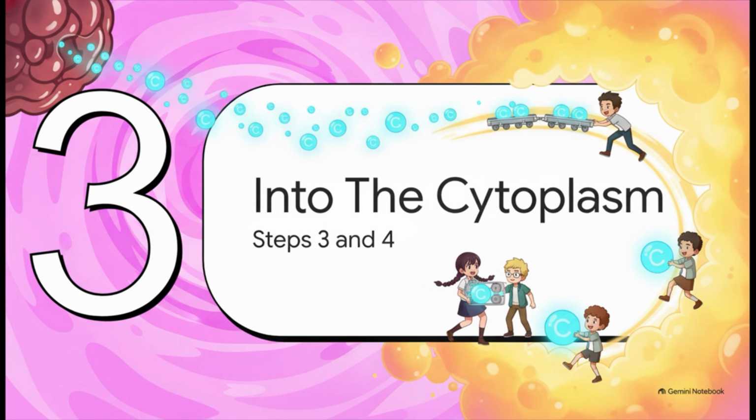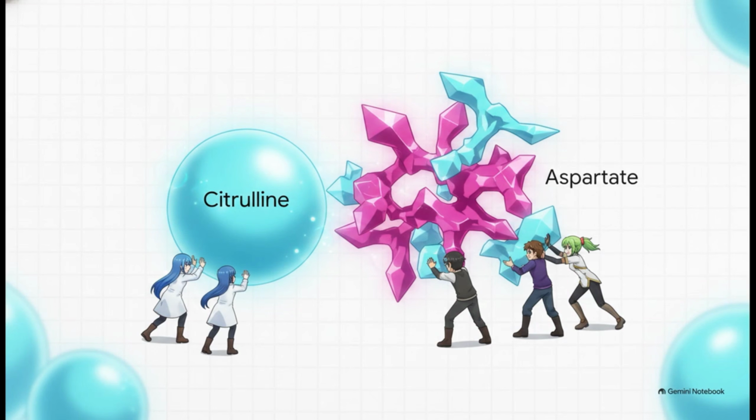Okay, section 3. Out into the cytoplasm. Right, so we've officially crossed the cellular border into the cytoplasm for step 3. Once we're out here, that citrulline molecule bumps into another amino acid called aspartate. The two of them lock together to form a massive new molecule called argininosuccinate.